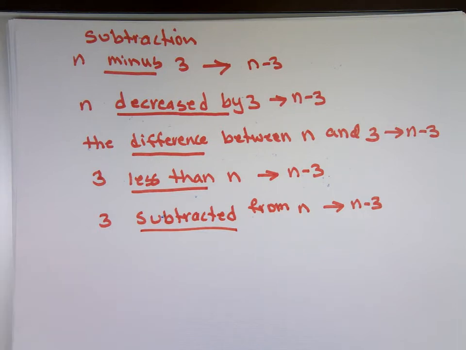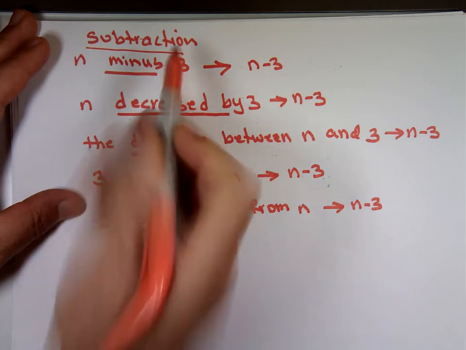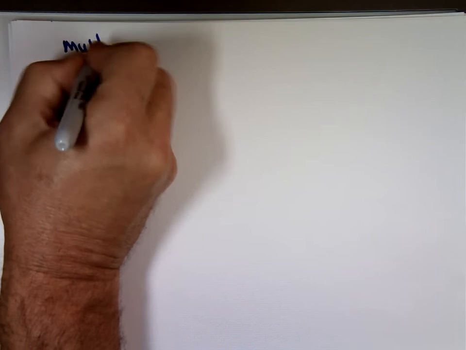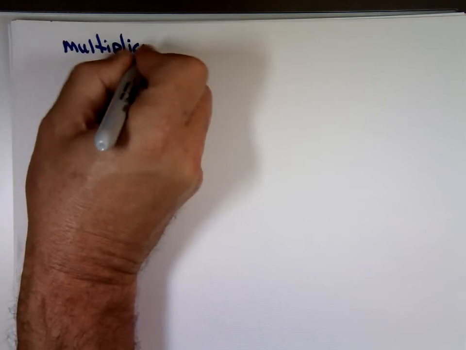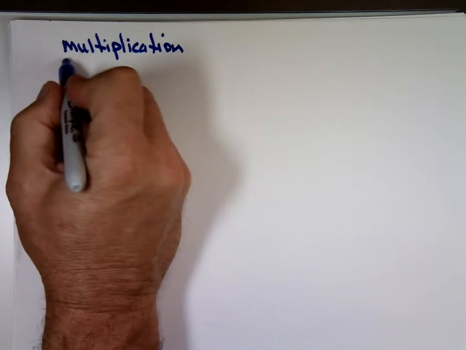When people ask me, I said, word problems are really hard. I said, remember these keywords. You're probably going to see one of these when you look at the problem. So now we know the ones for addition, we know the ones for subtraction. Let's look at multiplication. Let's look for keywords for multiplication.